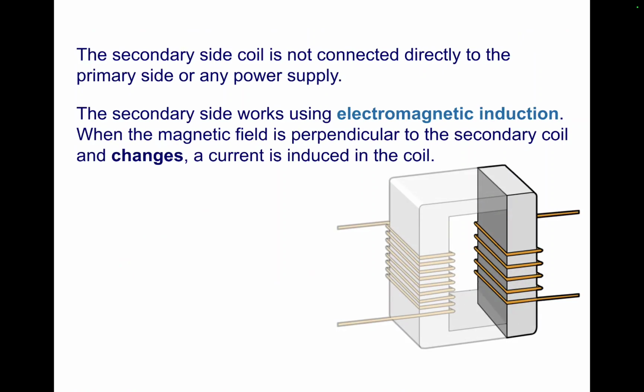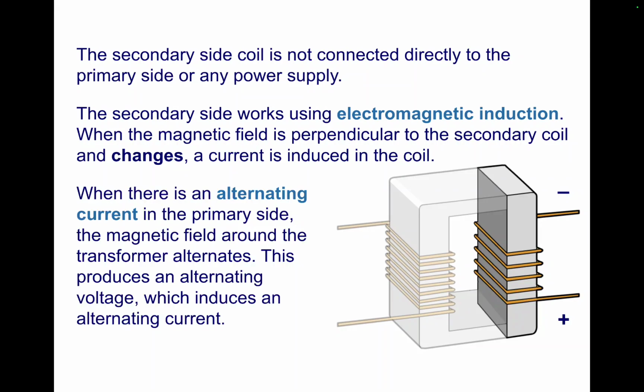So just to reinforce what I've been talking about, the secondary side works using electromagnetic induction, when the magnetic field is perpendicular to the secondary coil and changes. So it's that alternating thing that's really important, we get an alternating voltage and an alternating current induced in that secondary coil.